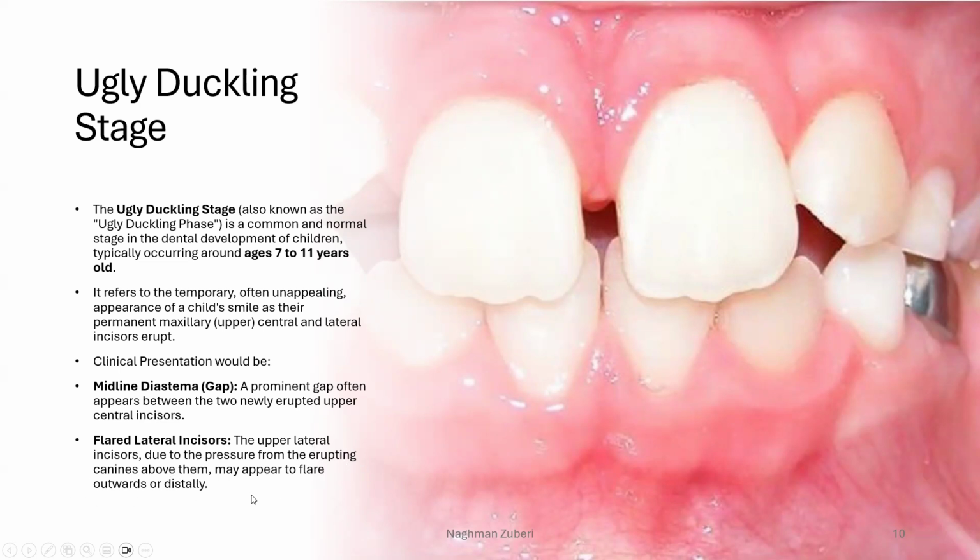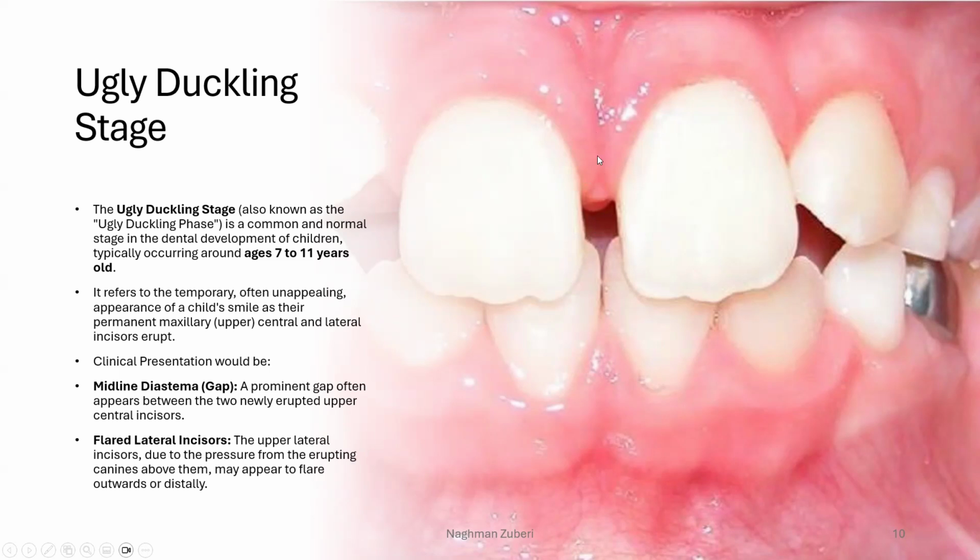So in your OSCE, they can give you a mixed dentition case models, where you will be seeing that the central incisors have diastema and the lateral incisors are flared, so outward or distally. They may ask you if it is unusual. If the diastema is not too big, then it is not unusual. But if it is too big, then check for the frenum.